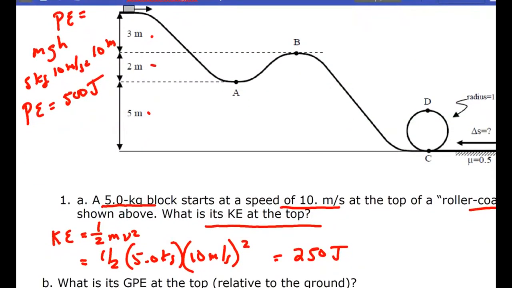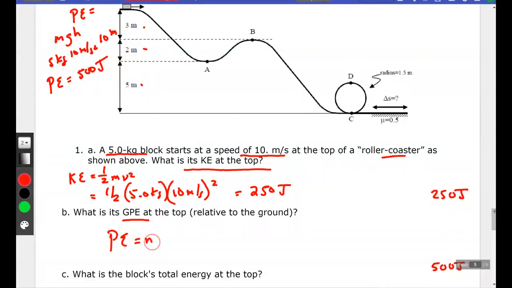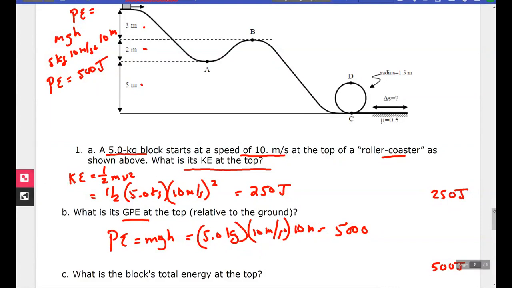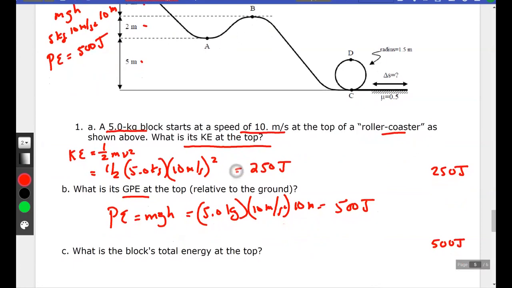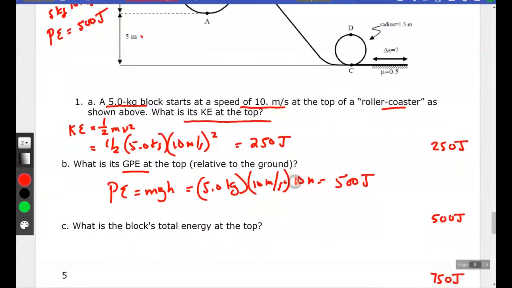What is the gravitational potential energy? Well, here it is. We did that at the top relative to the ground. PE is mgh, which is 5.0 kg, you've seen it already, 10 meters per second squared, and the height, 5 plus 2 plus 3, is 10 meters. It is 500 joules, or if you like, newton times meters, because that's what a joule is, a newton times meter. What is the block's total energy at the top?